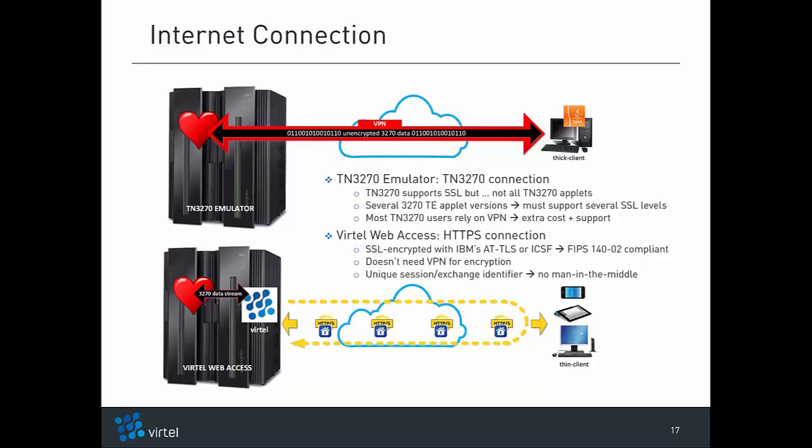With Virtel Web Access, it is quite simpler because Virtel Web Access relies on end-to-end HTTPS connections. Those connections are SSL encrypted with either AT-TLS or ICSF, which, being IBM products, are always compliant with the latest FIPS levels, today 140-2. Although Virtel can coexist with a VPN, it doesn't need a VPN to encrypt the data exchanged with terminal emulation users. In fact, some of our customers have simply dropped their VPN.